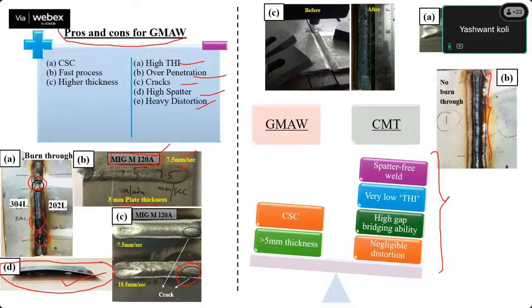So CMT offers spatter-free weld, very low thermal heat input, high gap bridging ability, negligible distortion. These are the benefits of CMT. So this completes the CMT process, how CMT is made, or how the CMT process is used in the fabrication process.